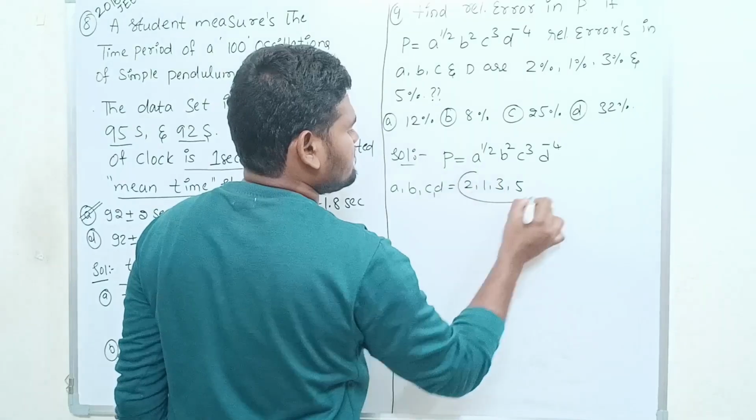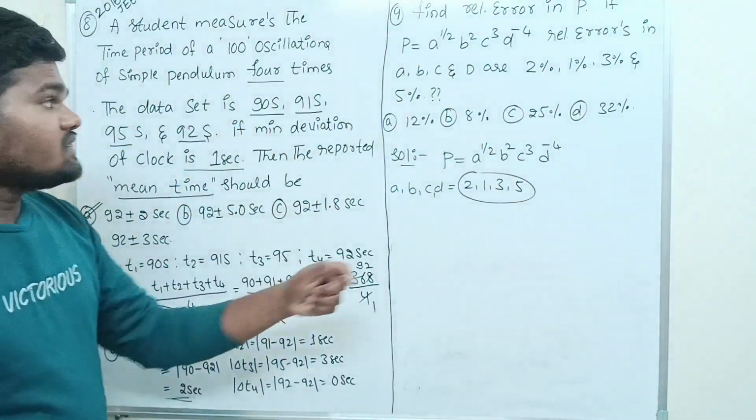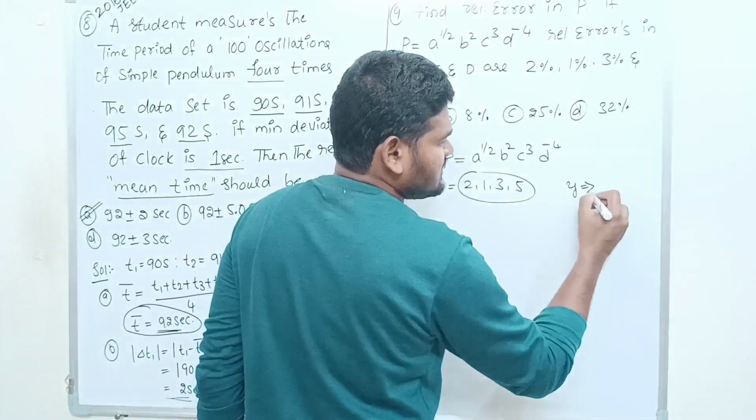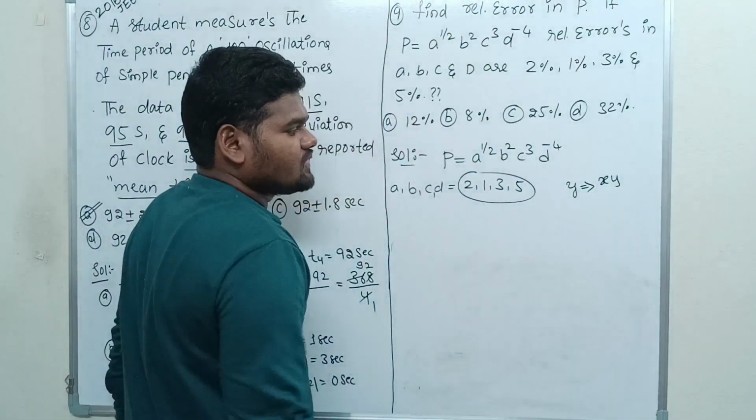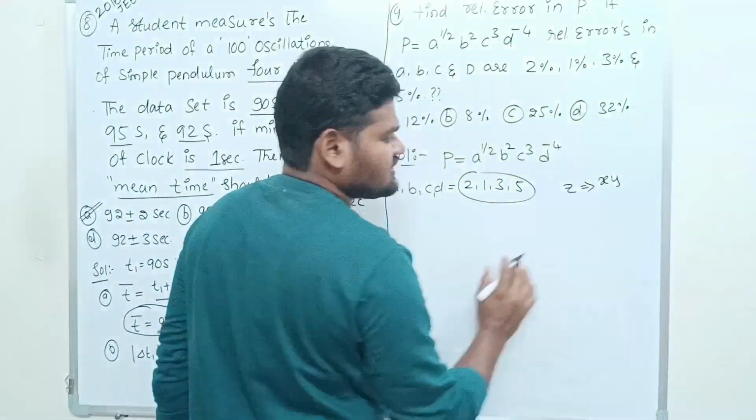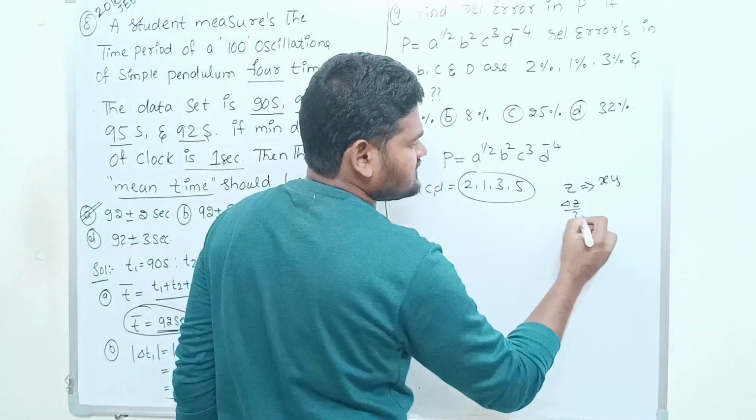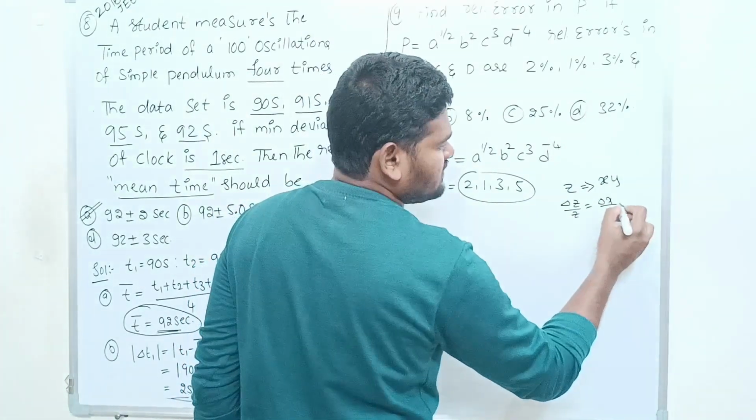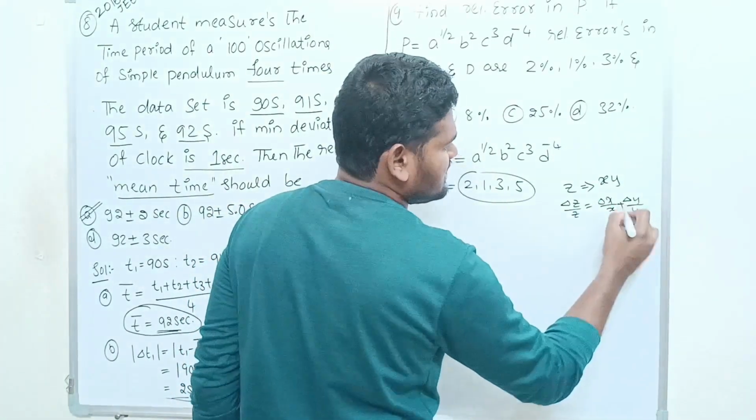2135. Relative error is also given. So when we are finding the relative error, it is like this: z is equal to xy. Then we can easily find delta z by z is equal to delta x by x plus delta y by y.